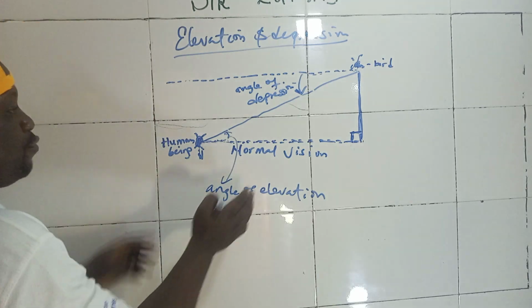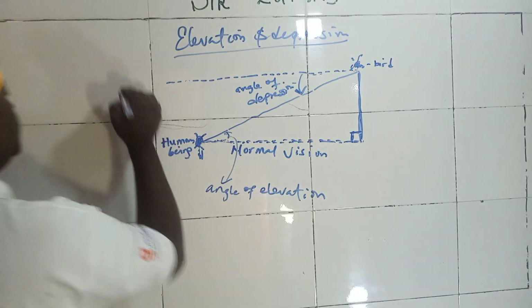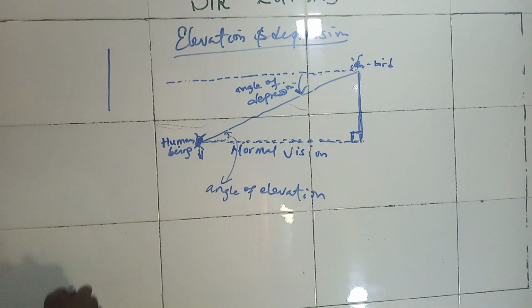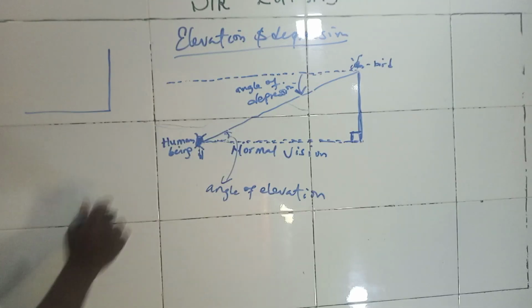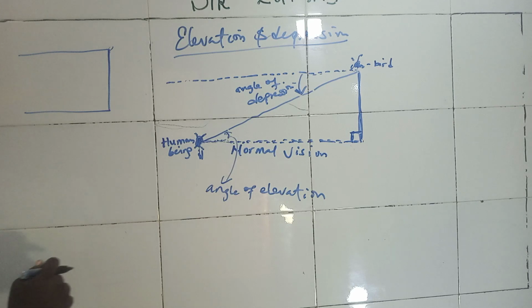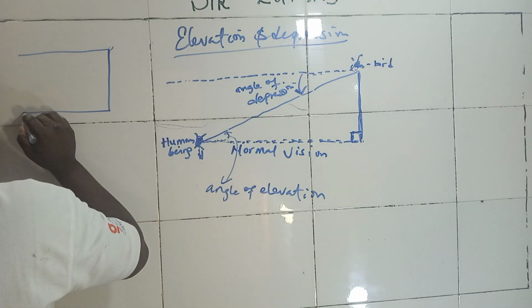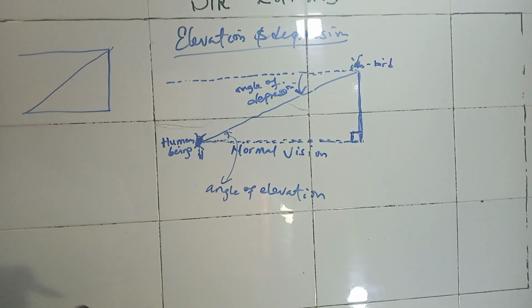Now look at this. I want to bring out this shape now. This is your tree. This is the line of your eyes. This is the eyes of your bird. And this is the line between you and the bird. This is you and this is the bird.